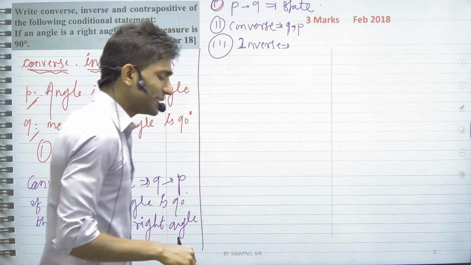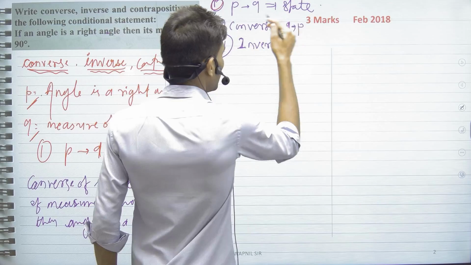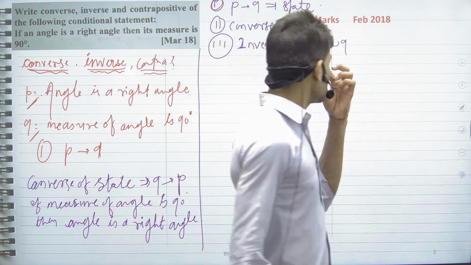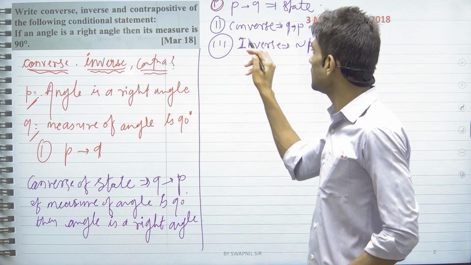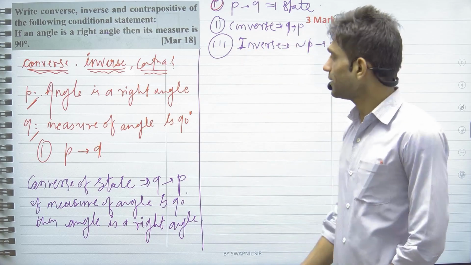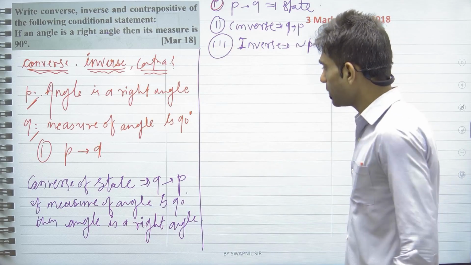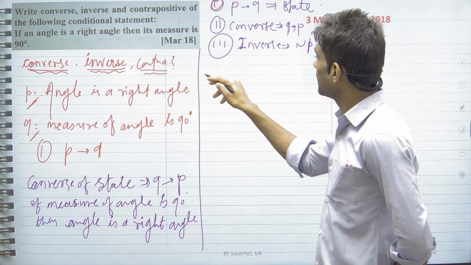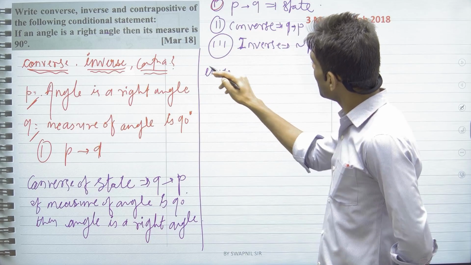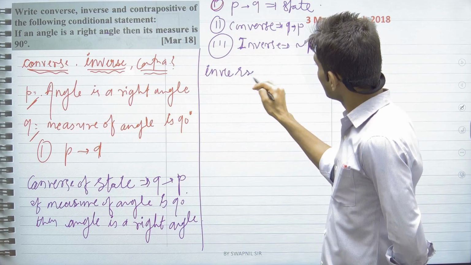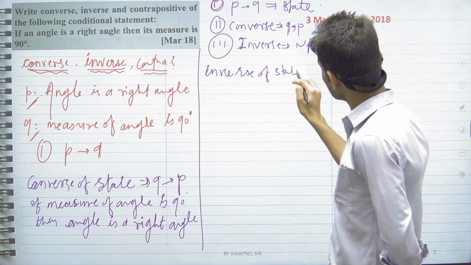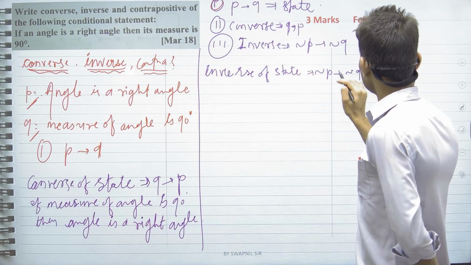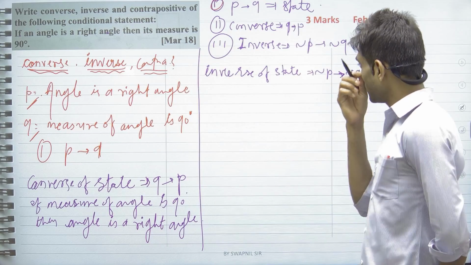The inverse of our statement says that we have to go for the negation of P implies negation of Q. That means not P implies not Q gives us the value for our inverse. For the statement we have the converse Q implies P, then the inverse of our statement is negation of P implies negation of Q. This one is the inverse of our statement.